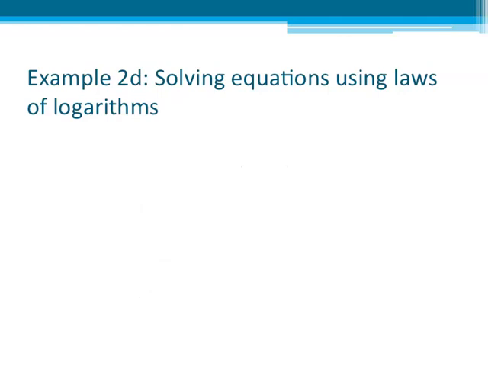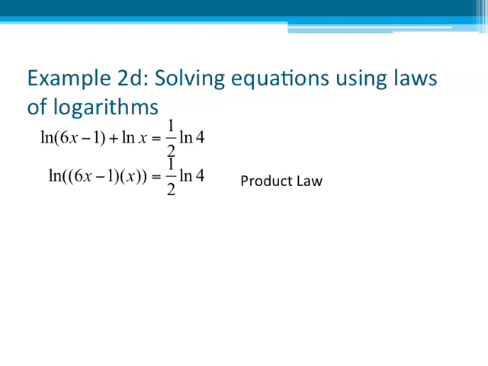On to our next example. We have ln of 6x minus 1 plus ln of x equals 1/2 times ln of 4. So again, our goal here is to get a single logarithm on either side of the equal sign. On the left, we can combine those using the product law. So this will become ln of 6x minus 1 in parentheses times x. And then on the right-hand side, we want to get that 1/2 into the exponent. So this is ln of 4 to the 1/2.